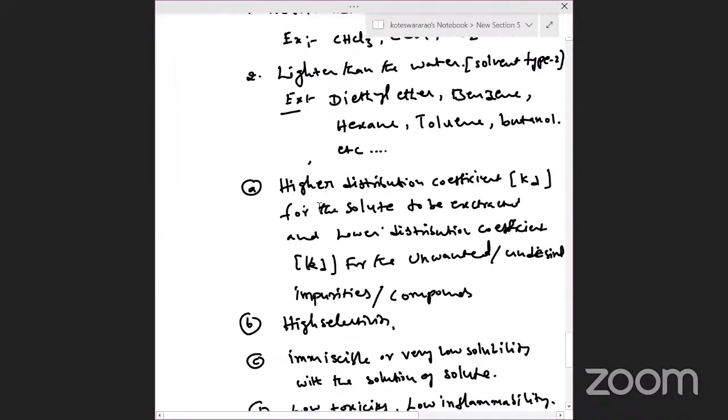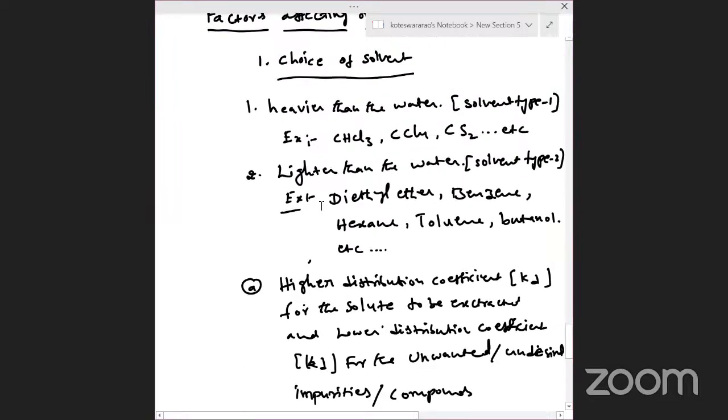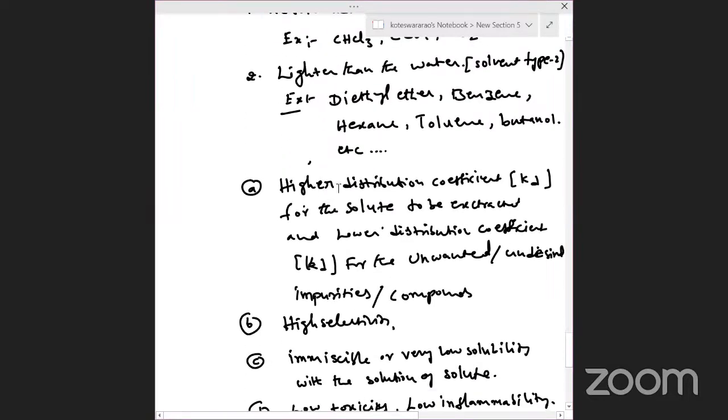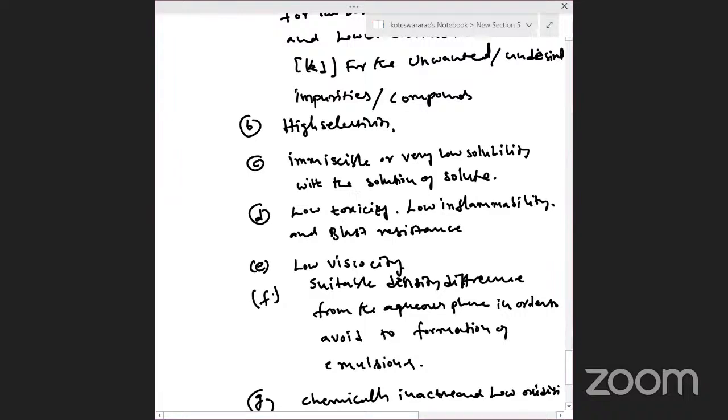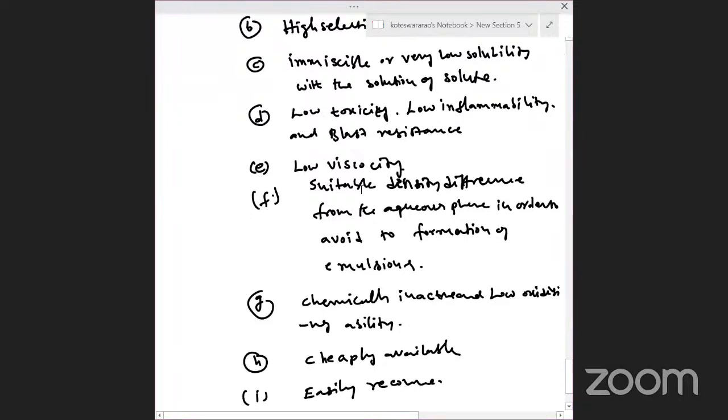The solvent should be of two types: one with higher density than water, and one with lower density than water. Based on the compound nature, we need to select the solvent. And after selection, the solvent should have a higher distribution coefficient for the solute for extraction, and a lower distribution coefficient for the unwanted or undesired impurities or compounds present in this mixture. And high selectivity means that based on solubility, if it is highly soluble, that is the highly selective solvent.